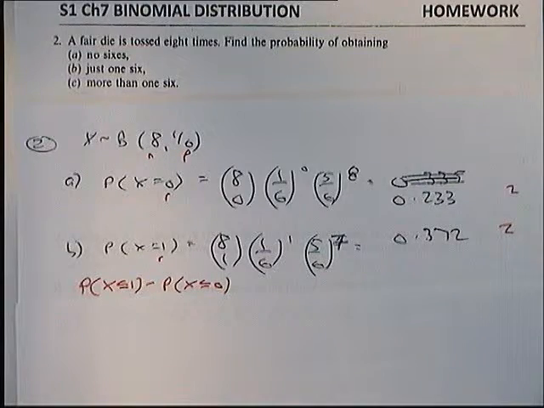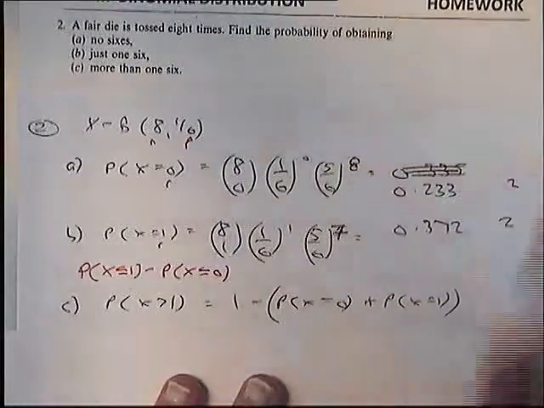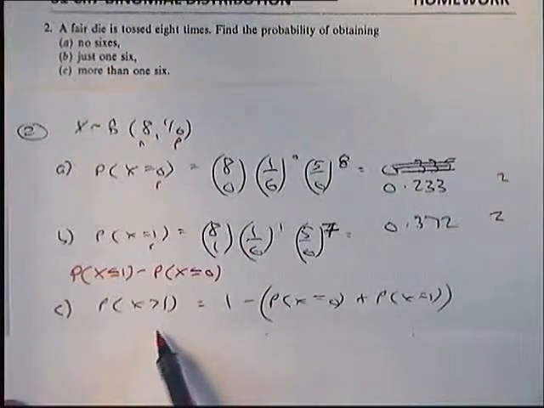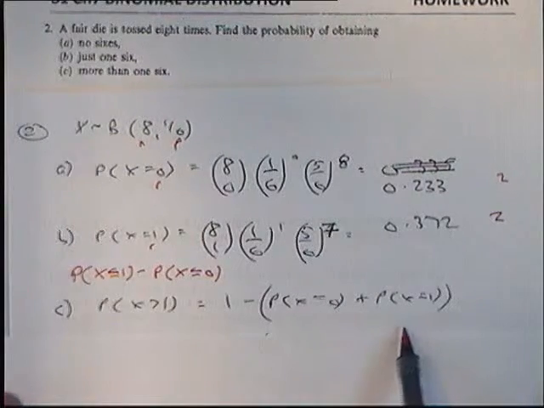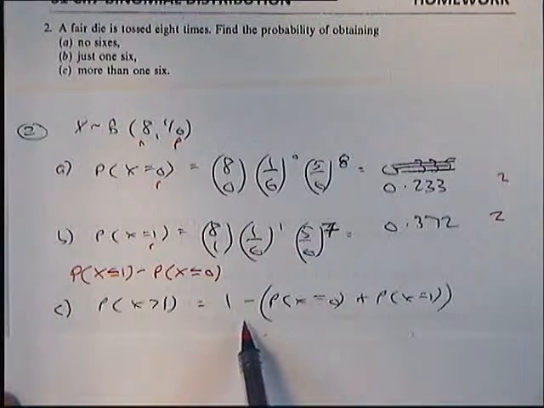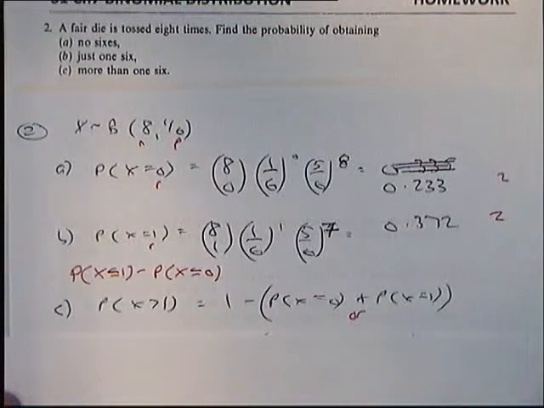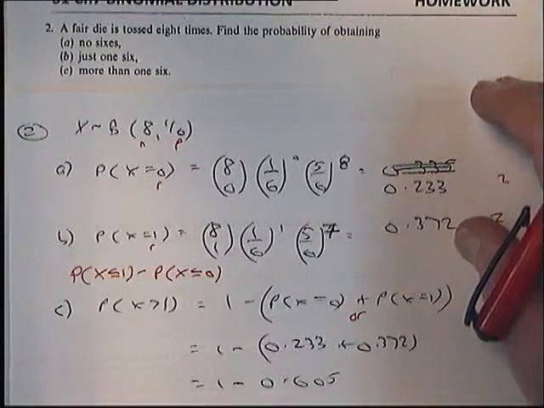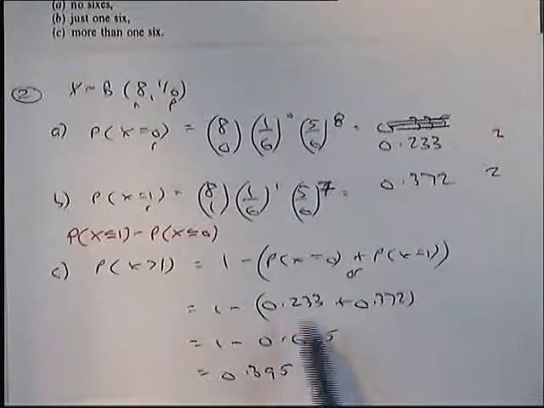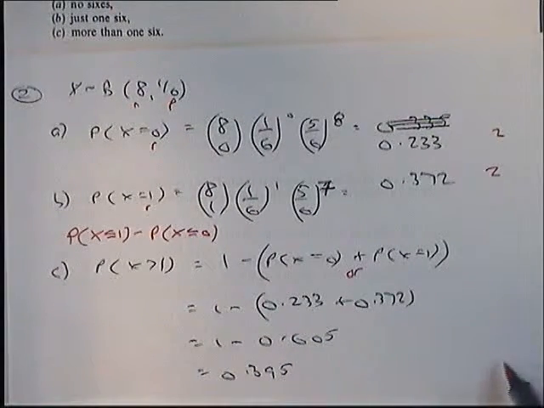Well, doing the taking away from 1, yeah, not timesing them together, but taking them away from 1. So, more than 1 is exactly the opposite of less than or equal to 1, which is the 0 or 1. So it's 1 take away 0 or 1. And because that's an or, you add those two together. You've worked out both of these probabilities already. They're the answers to part A and part B. So it's just 1 take away the answers you've had so far added together, which brings you to 0.395.